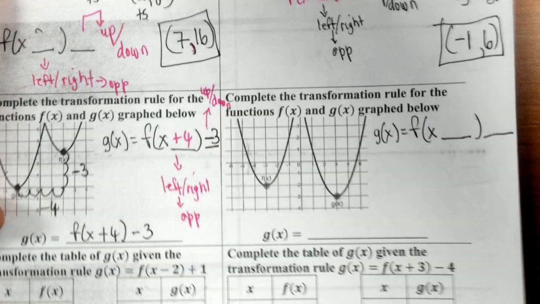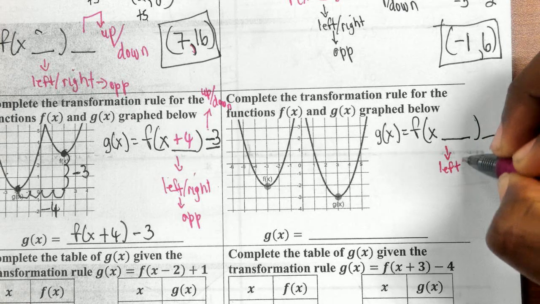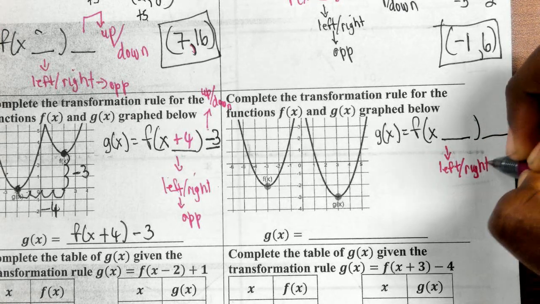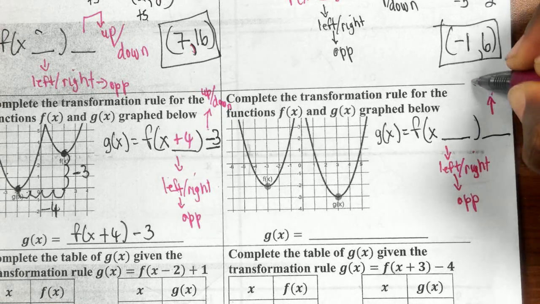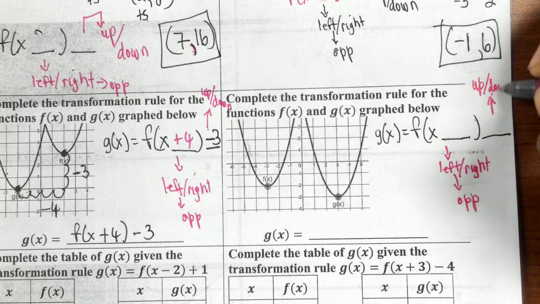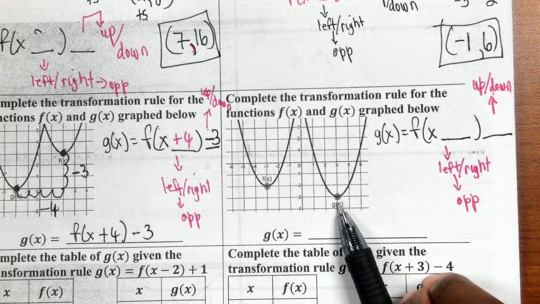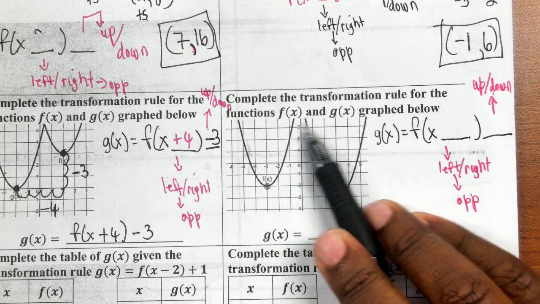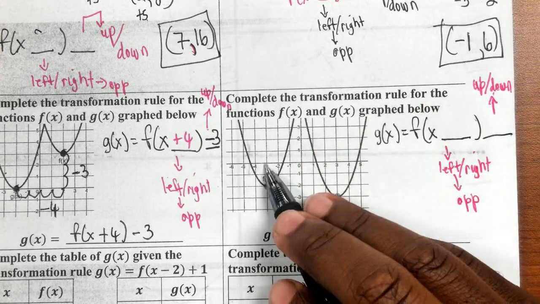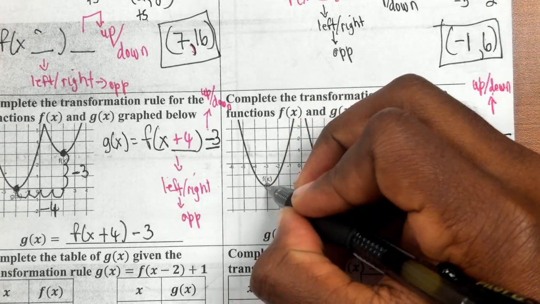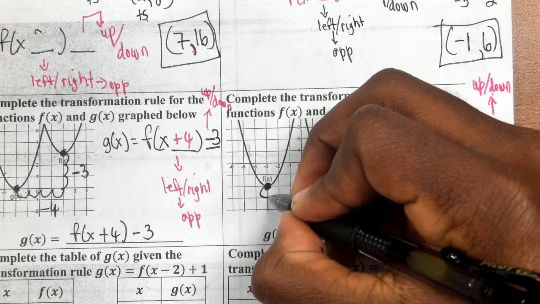Alright, the number on the inside tells you a direction, left or right. And whenever you're looking left or right, you always need to do the opposite. And the number on the outside tells you up or down. Okay, so we're going from f to g. So to get from f to g, would I need to go up or down? I would need to go down because we're going from the vertex to the vertex. So I need to go down once.